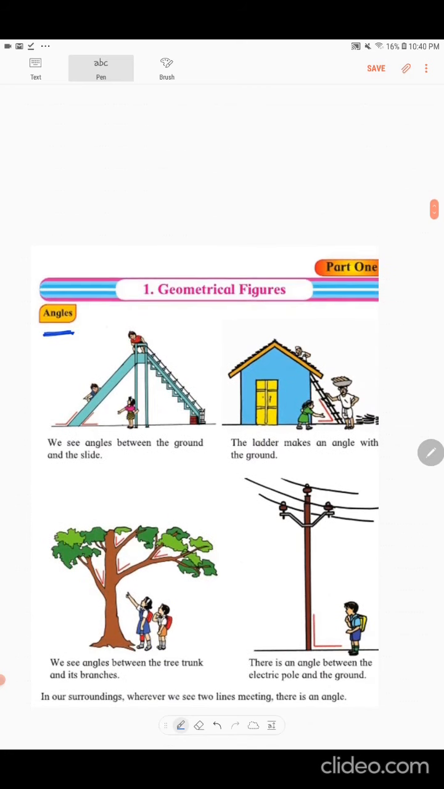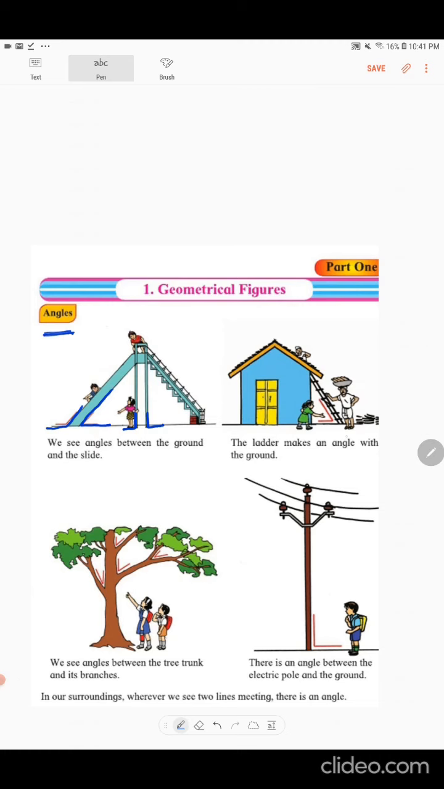Now this is a slide. Children like to play on the slide. Now let's see where it is forming an angle. This is an angle. It forms out over here and forms here also. Here also an angle has been formed. So wherever there is a line, angles are formed.